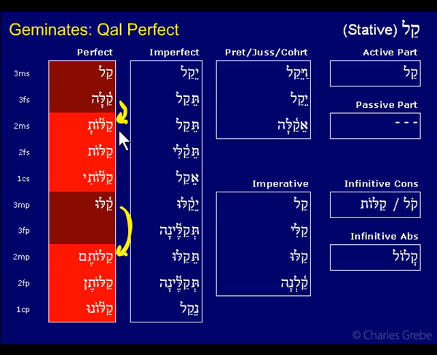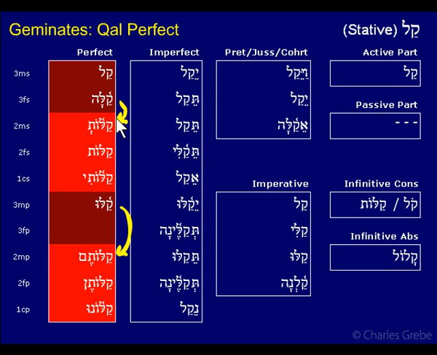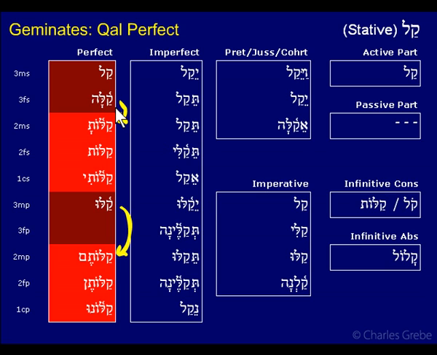And so when you move to the second person, then there's nothing to reduce. Patach, patach. Qamets, patach. So here you have reduction. Here you don't. So there's no change there. The gemination has already been lost here, so there's no change needed there either. So all you have is this holem vav that shows up. So it's really only one difference as we move from here to here. So dagesh forte in all forms, wherever possible. Limited second person switch is what I'm calling it. And the only thing you have is the holem helping vowel. There's no vowel reduction, okay, because you don't need to.